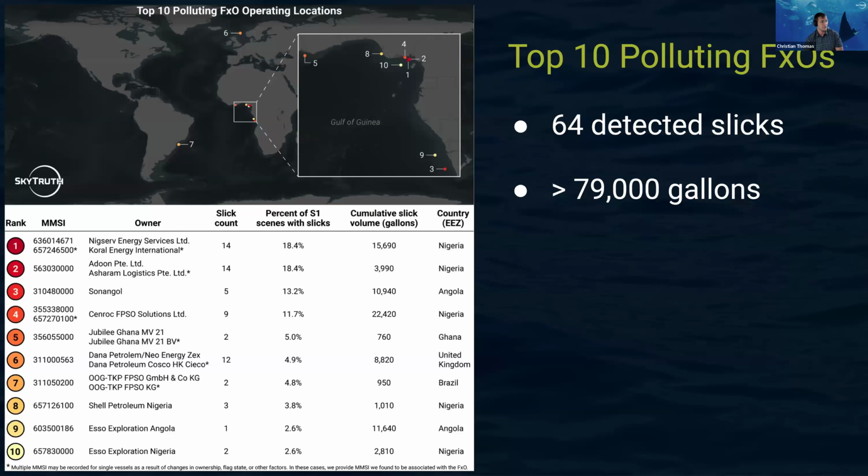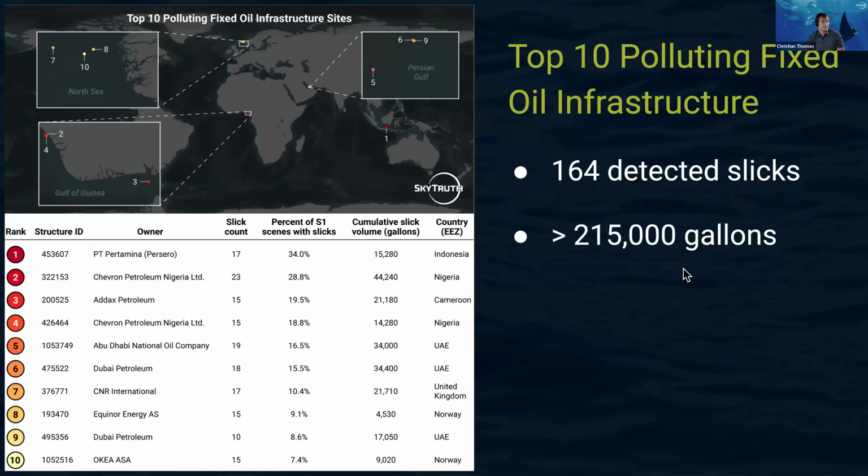FXO operating locations. During that June to October interval, June 2023 to October 24, we found that the top 10 polluting FXOs were responsible for an observed 64 detected slicks, totaling over 79,000 gallons of oil. And then looking again at the top 10 pieces of fixed oil infrastructure, here's the global map with a few insets. These pieces of fixed oil infrastructure responsible for 164 total detected slicks, totaling over 215,000 gallons of oil.